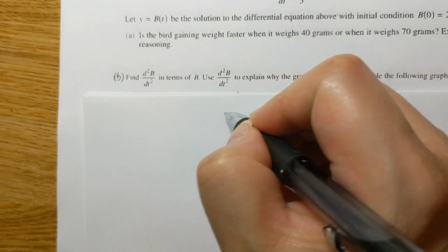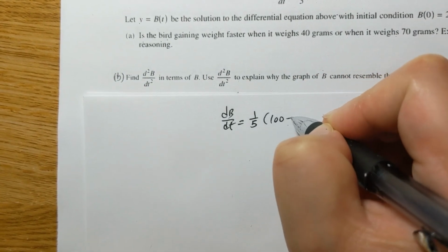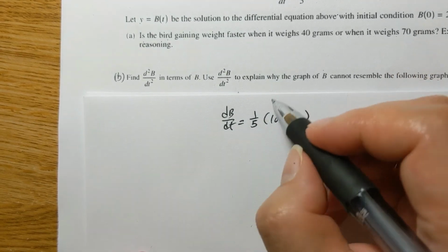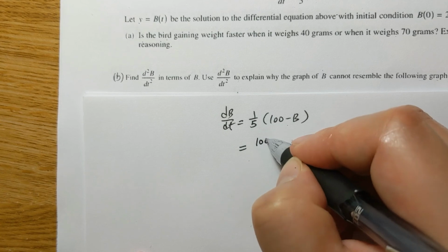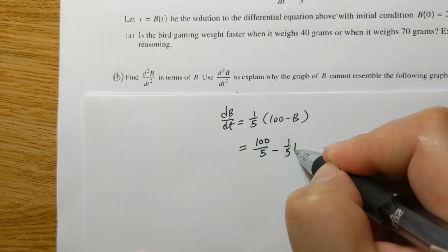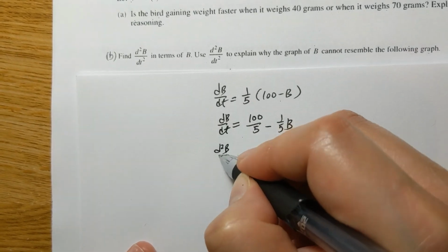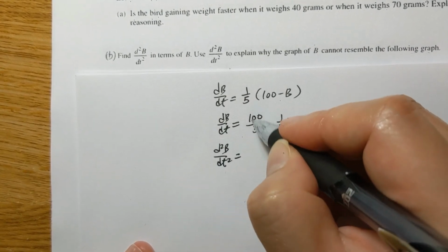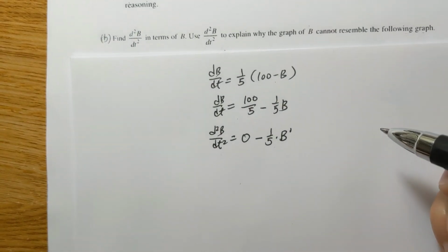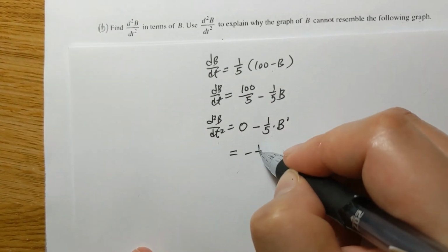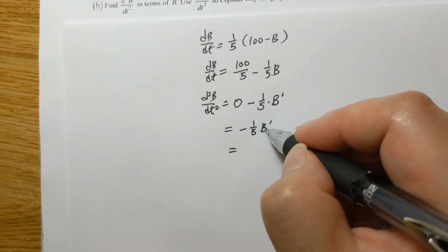So we got dB/dt equal to 1/5 times this. So we're going to multiply this out because 1/5 is a number. I'm going to find the second derivative. The derivative of the number is 0, and then 1/5 stays the same, and times B prime, just like the previous question. So I'm going to get negative 1/5 B prime. And then I know I cannot leave it like this.